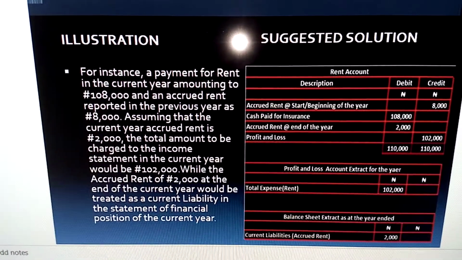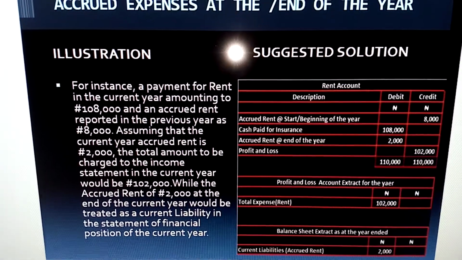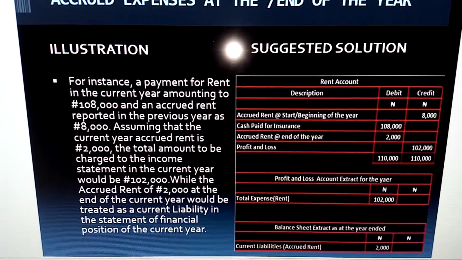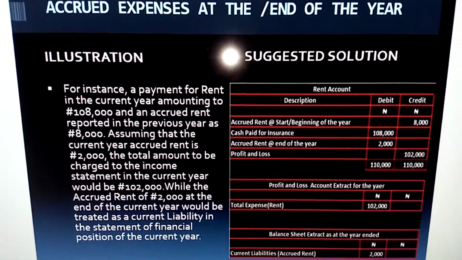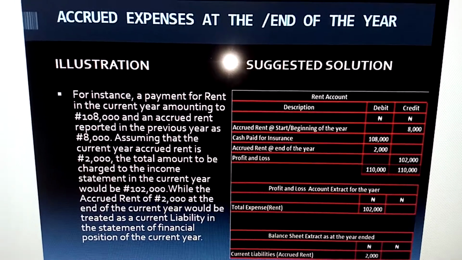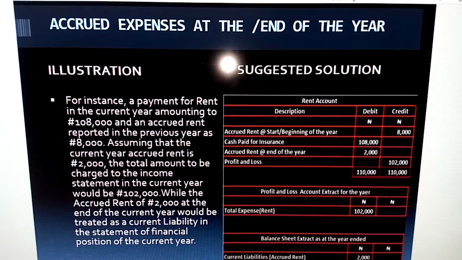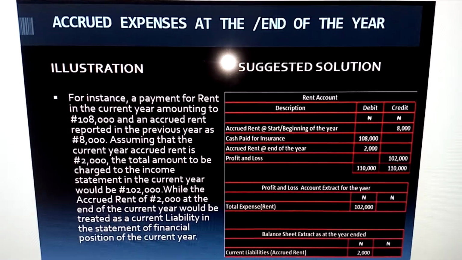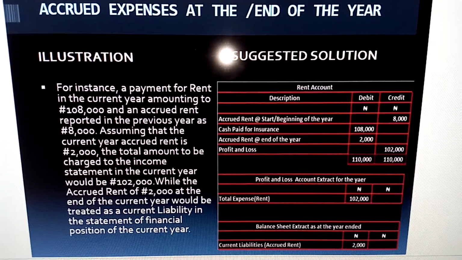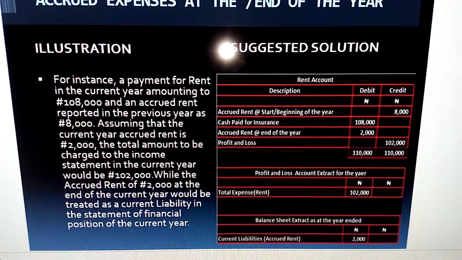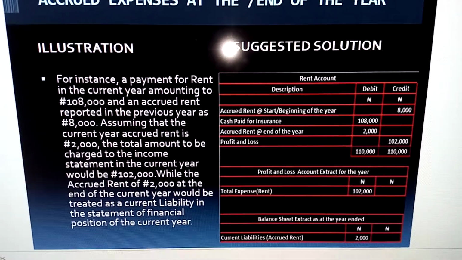102,000. Remember, I told you that accrued expense at the beginning of the year is deducted. At the end of the year is added. So when you minus 8,000 from 108,000 and then add 2,000, you have 102,000. That is what you charge to your profit and loss account.